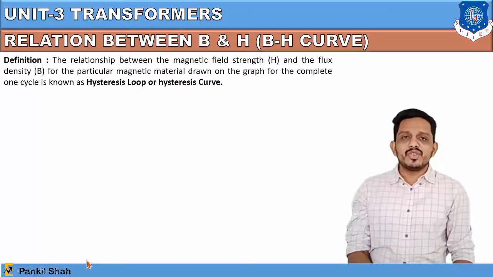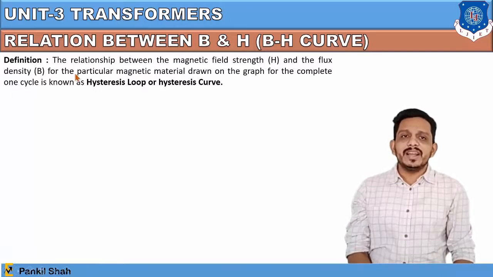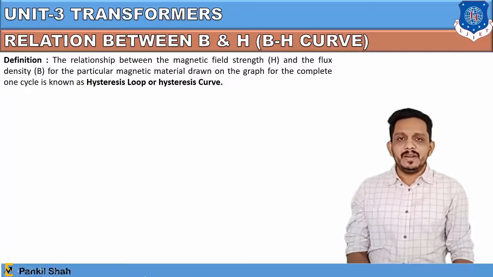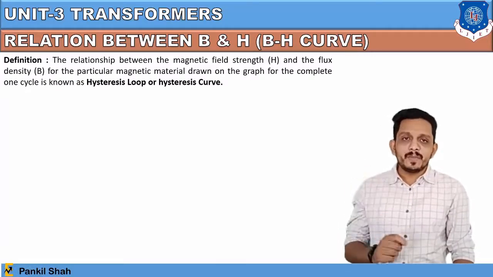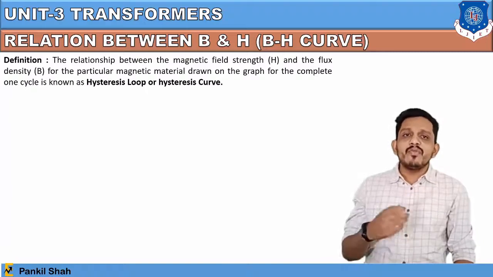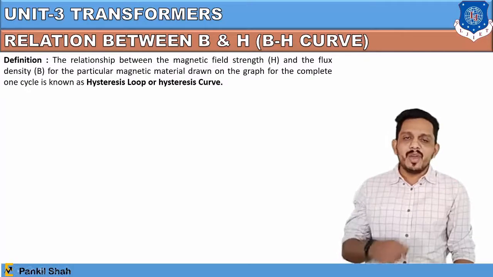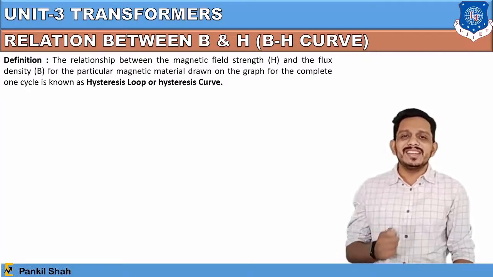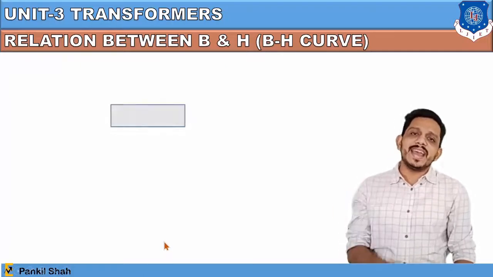Now we need to draw a graph between B and H. So let's say the BH curve's definition is the relationship between magnetic field strength, or you can say magnetic force H, and the flux density B for the particular magnetic material, drawn on the graph for one complete cycle. It is known as the hysteresis loop, hysteresis curve, or you can say BH curve. So ultimately we have to draw the B versus H diagram.